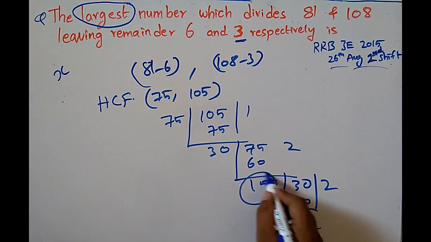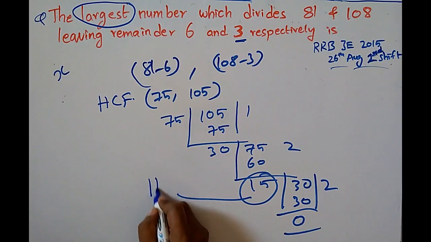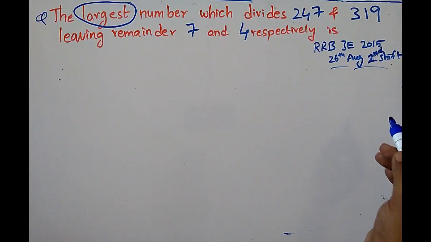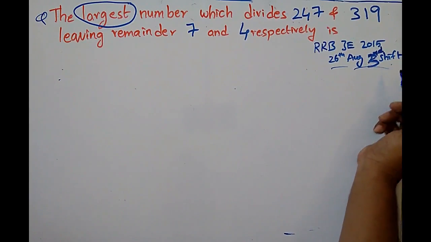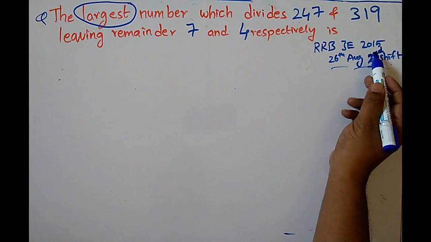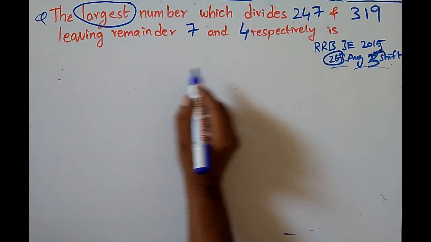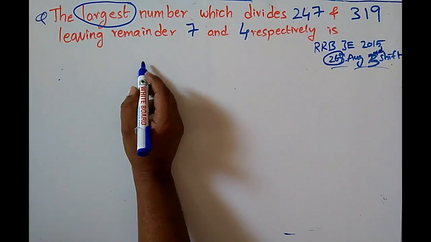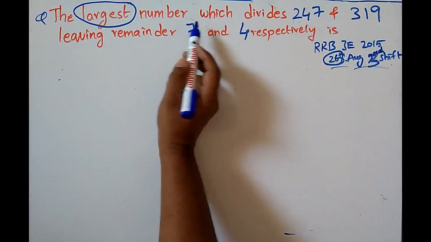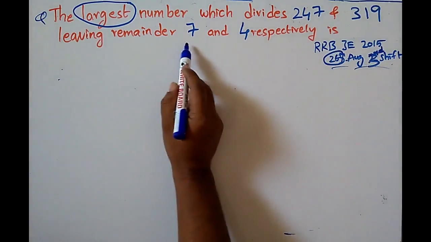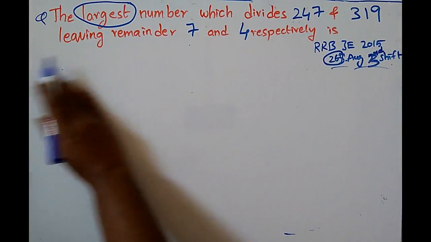The last non-zero remainder is nothing but the HCF. Here the biggest number is 15. The same kind of problem was repeated on the same day in three shifts on RRB JE 2015 on 26th August, friends. So I am going to solve this one too. Here, the largest number which divides 247 and 319, leaving the remainder 7 and 4 respectively, is.